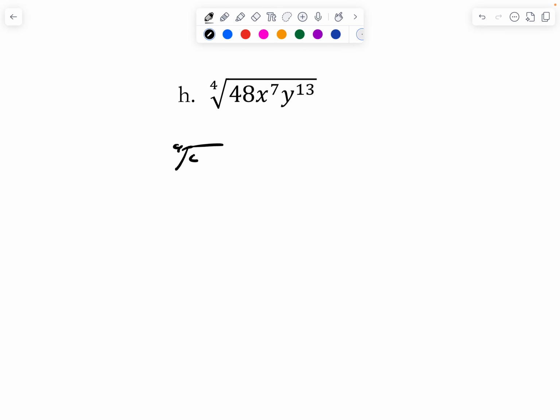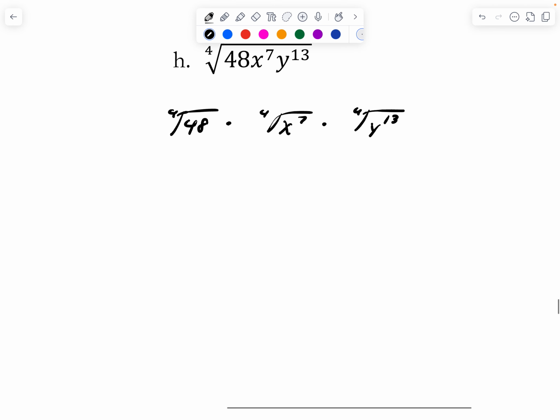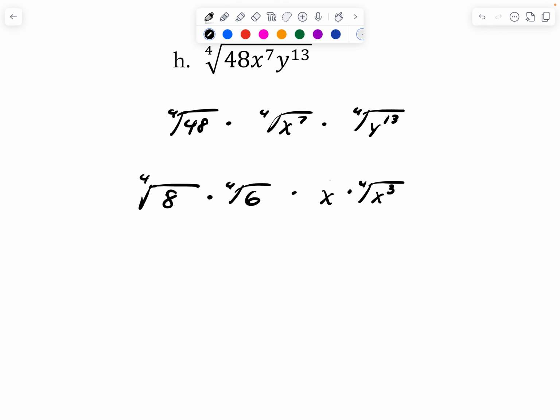Okay, H. Let's split these up again. 4th root of 48 times the 4th root of x to the 7th power times the 4th root of y to the 13th power. Let's break down 48. I heard people say 8 times 6 today in class. For x, I can ask myself, how many times does 4 go into 7, which is 1 time? How many left over? That would be 3, so x cubed inside. How many times does 4 go into 13? It goes in 3 times. So that'd be 4 times 3 is 12, so that'd be 1 left over.